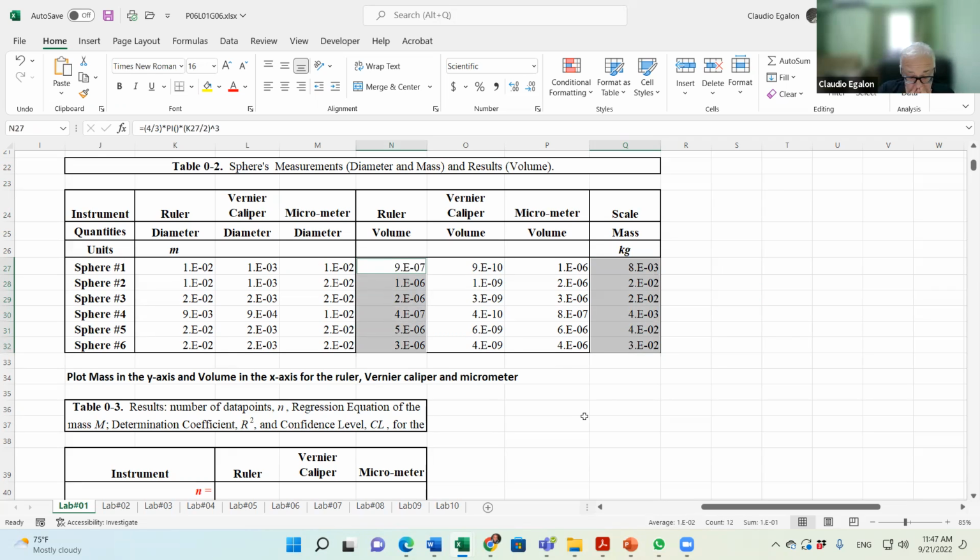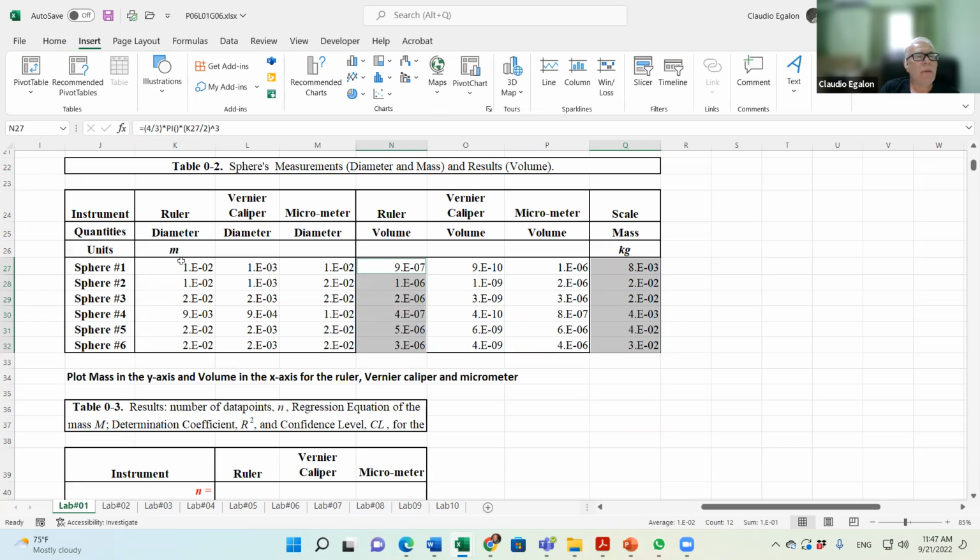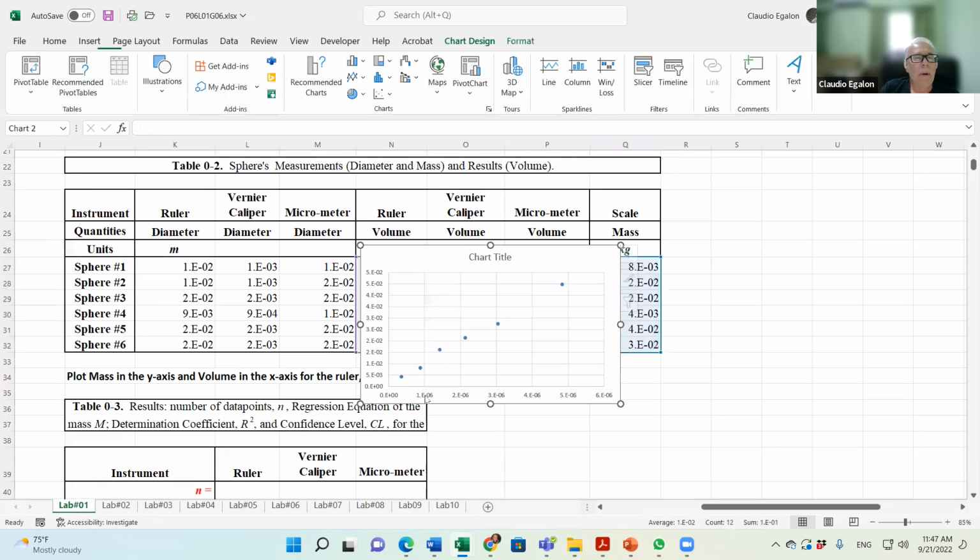In the Mac it is different, right? In the Mac, you hold the command key. Whoever has a Mac should be holding the command key. If the other column is next to it, you don't have to hold the control key. All you have to do is click and drag both columns simultaneously. But if they are separated, then you have to use the control key. So here you go, highlight, highlight, insert.